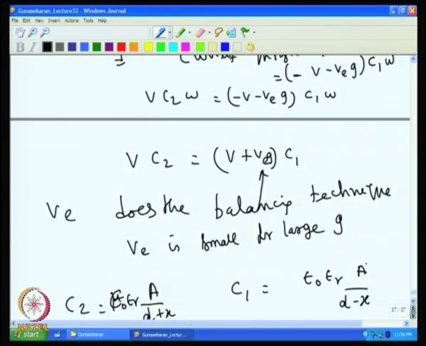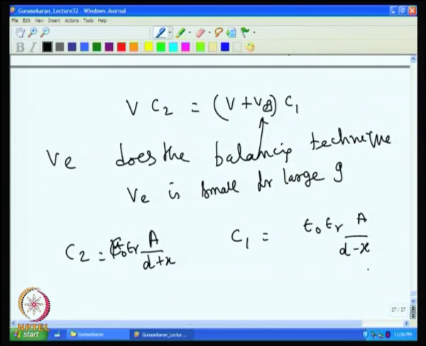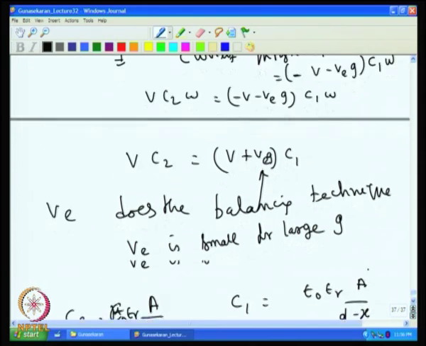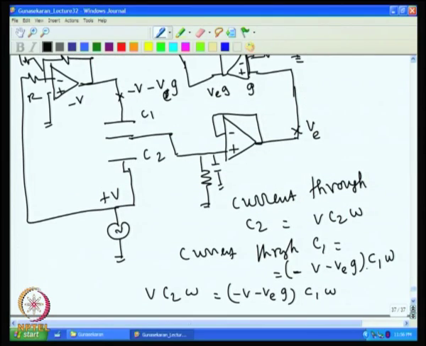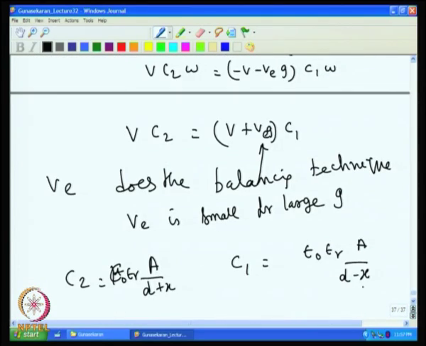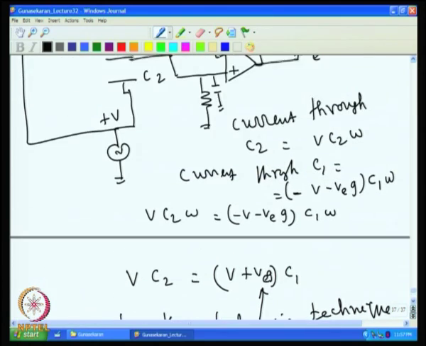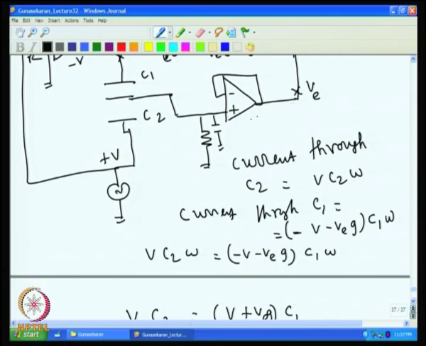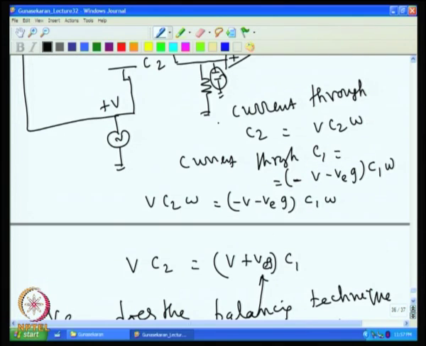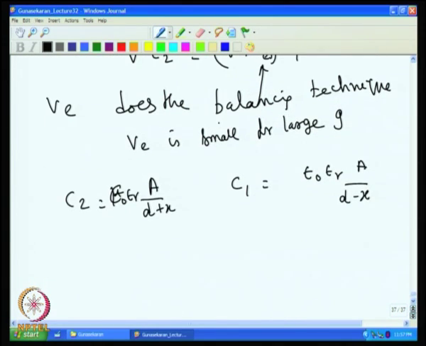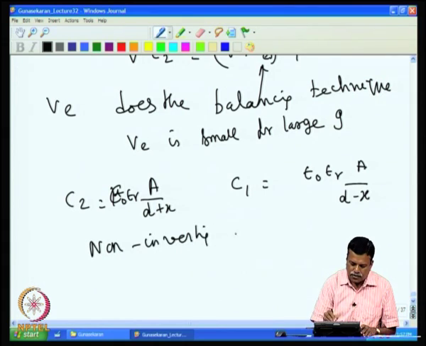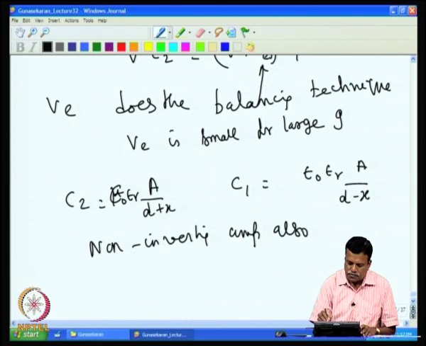Now, you will find a similar problem to what we had with our amplifier with the non-inverting terminal. With the inverting terminal also we had the same issue, but by the feedback technique we can avoid the balancing and bring the output close to 0, and then we can get rid of the effect due to this capacitor. So, one can use even the non-inverting amplifier also for balancing.